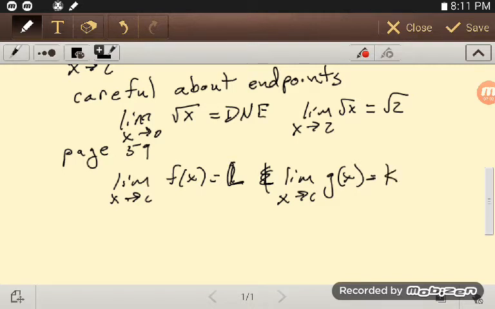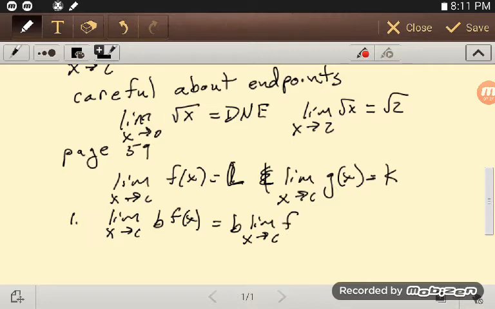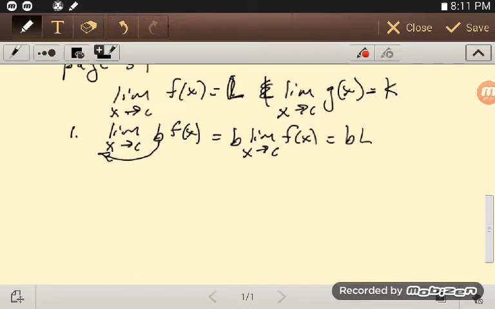So if I know that, then some things are, again, sort of intuitive. They seem maybe kind of obvious. And that is, if I take the limit as x goes to c of some b times f of x, well, I can factor that b out of the limit. That's just b times the limit as x goes to c of f of x. And so that's just b times L. I can pull that b outside of that limit. And that's pretty nice.